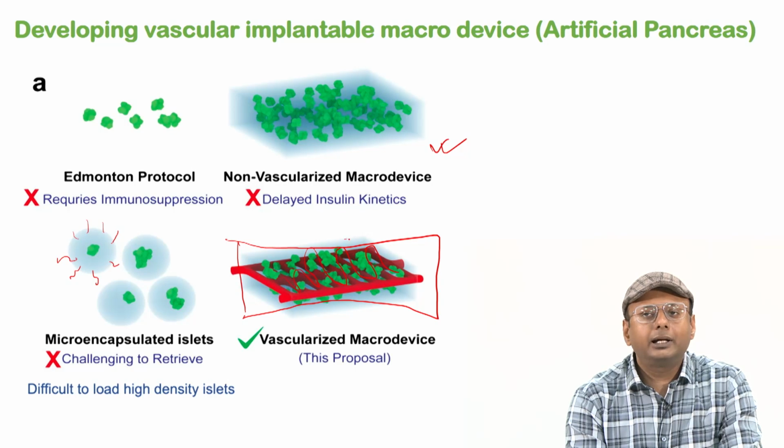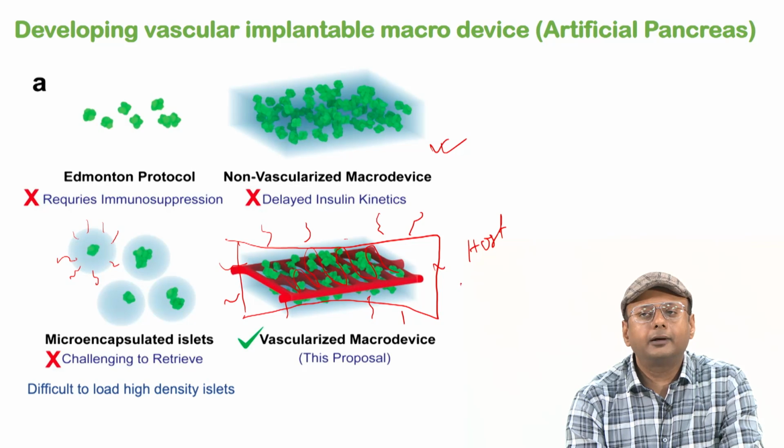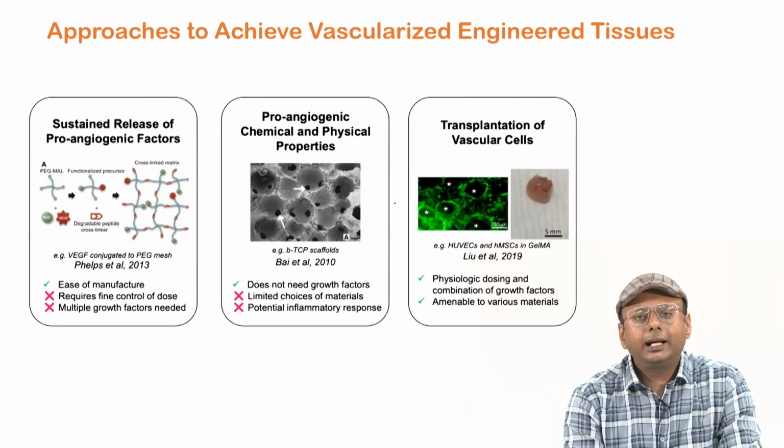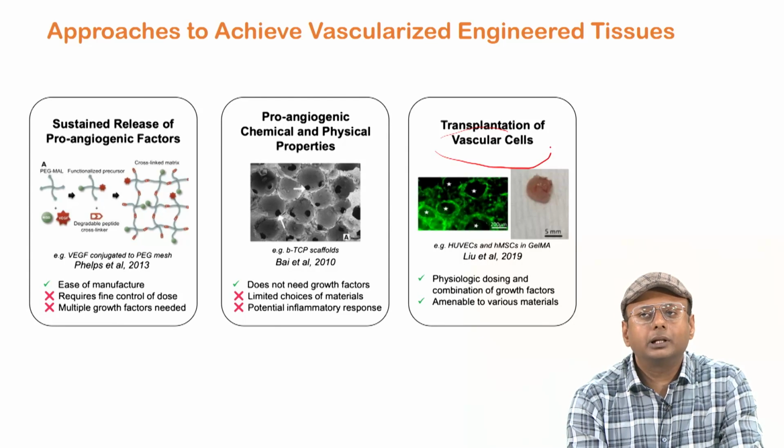And this macro device also should be properly immunoisolated and, if needed, coated by a small molecule, so that our body's host immune response or the host fibrotic response cannot get triggered. Okay. There are different approaches for vascularization, but the most effective one is transplanting vascular cells.